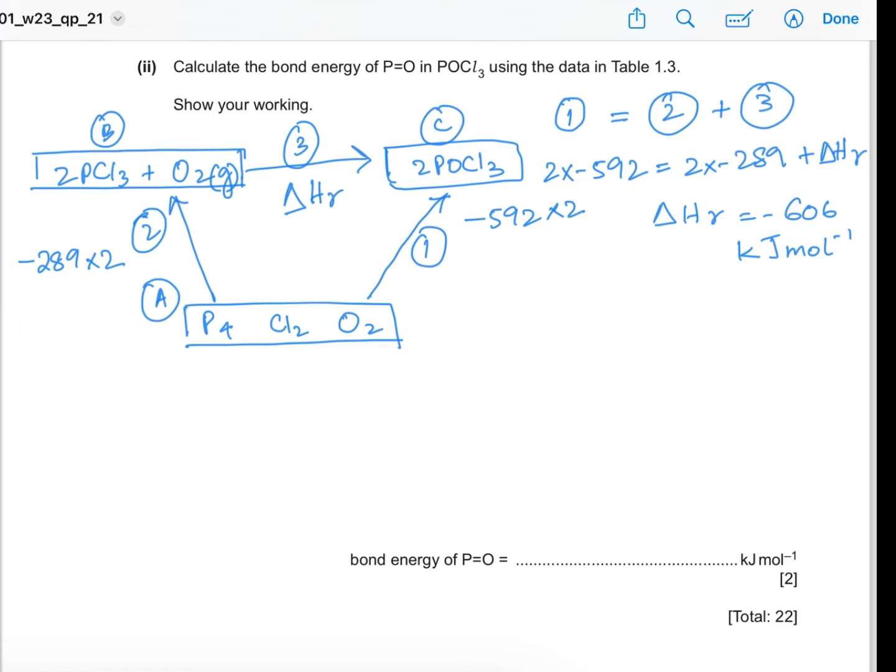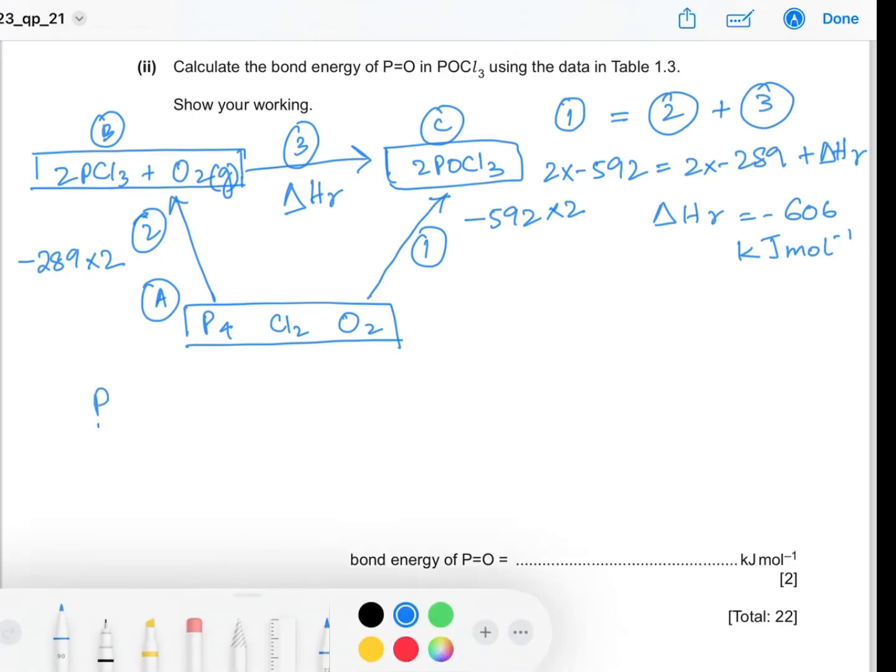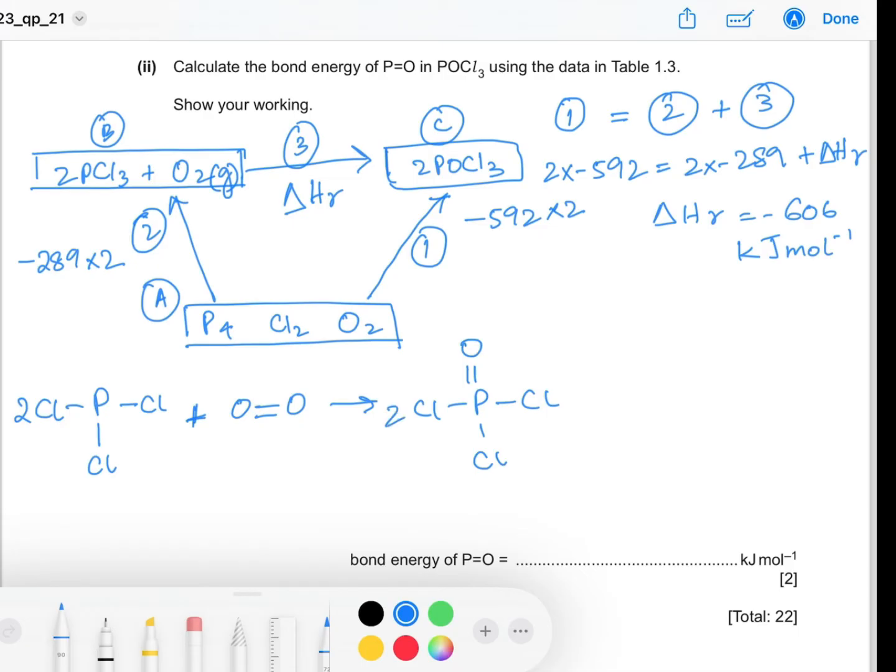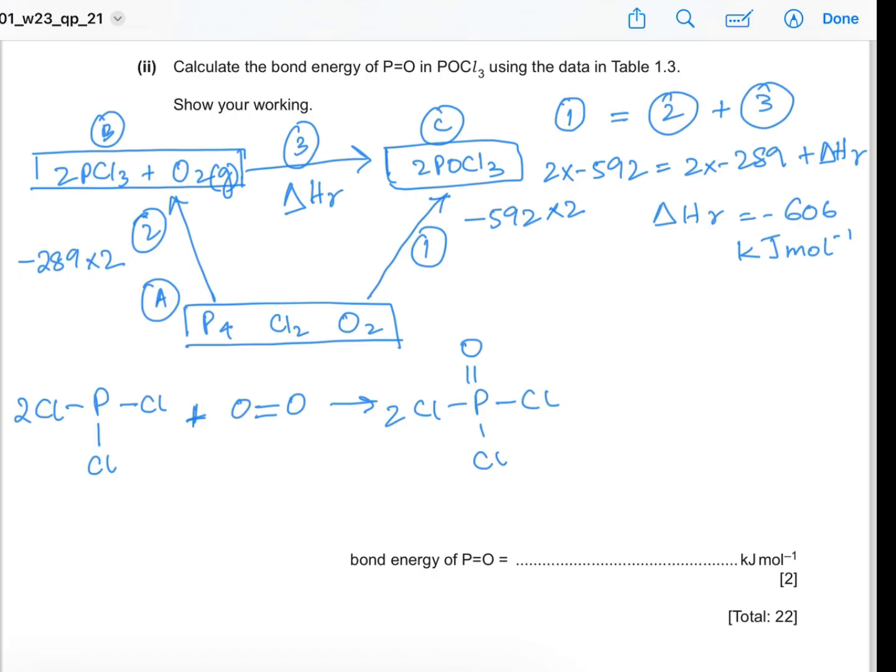Okay, now you'll use the bond energies to find out the bond energy of phosphorus oxide. In phosphorus trichloride, you have 3 single bonds between phosphorus and chlorine, and in this reaction you start with 2 of these molecules, and then you have the double bond between oxygen atoms. You will break these bonds to form the new bonds between phosphorus and 3 chlorine atoms, as well as the double bond between phosphorus and oxygen atom in the product. Again, you have 2 molecules on the product side.